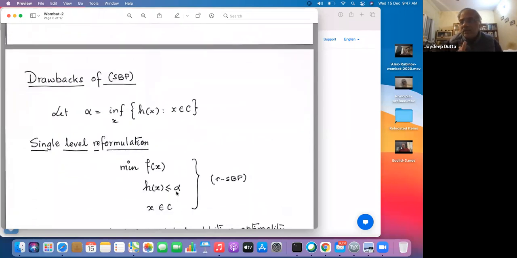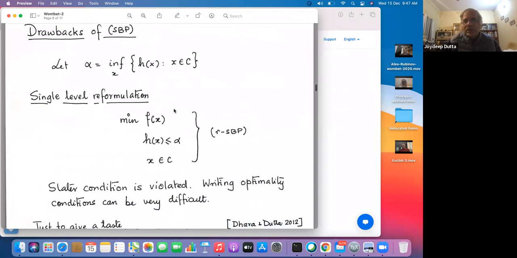So what are the drawbacks of SBP? Suppose I know that the lower level has a solution. That has to have a solution, otherwise the problem is meaningless. So let us call that lower level solution alpha. And if that lower level solution is called alpha, my single level reformulation would look like this. This is called the reformulated version of SBP. And here the Slater condition is violated.